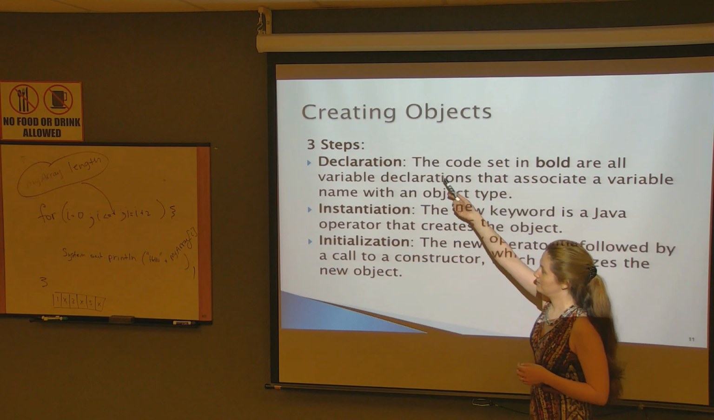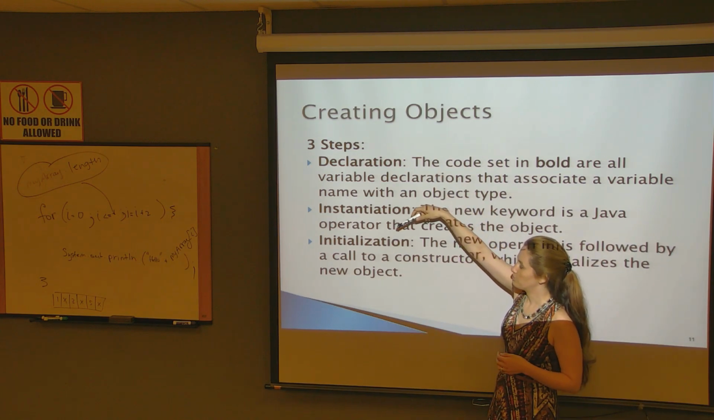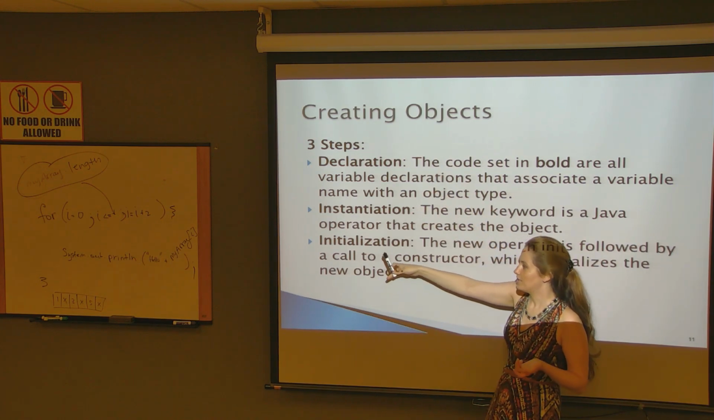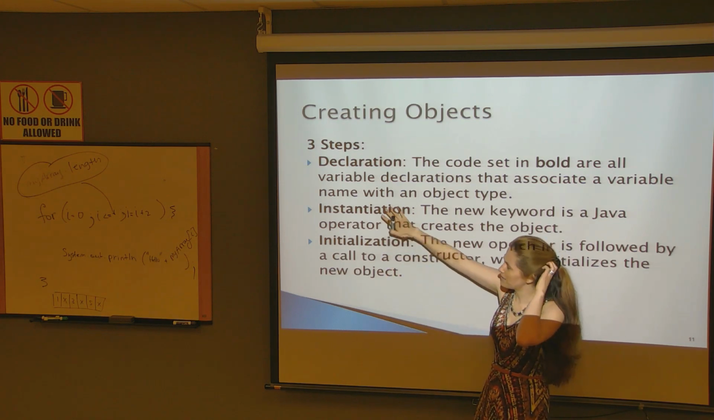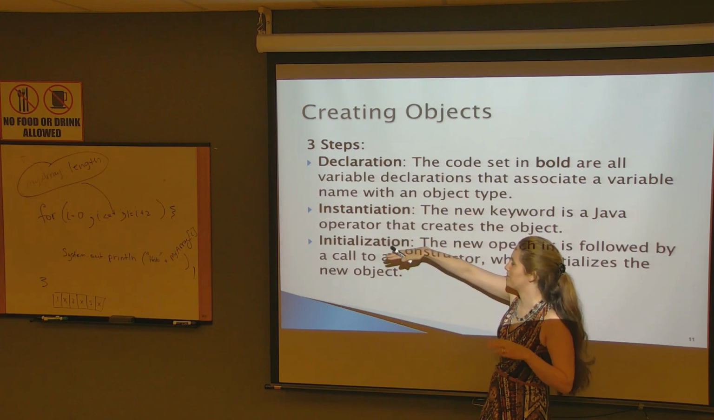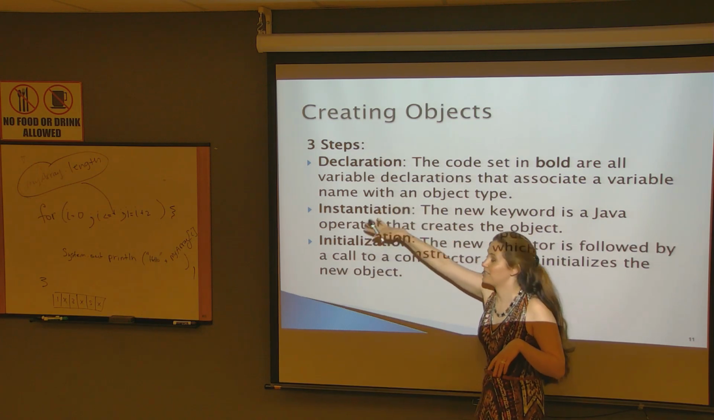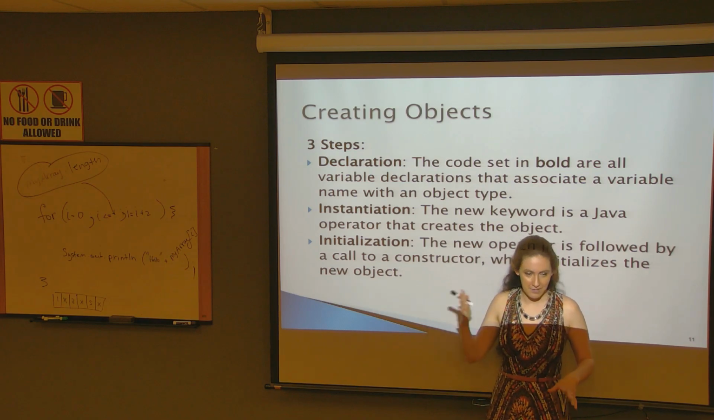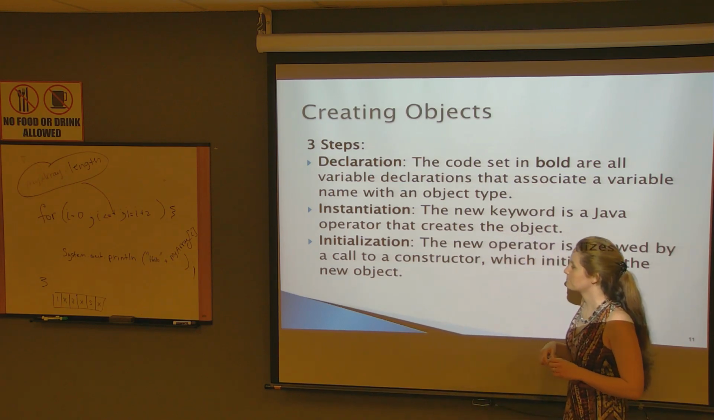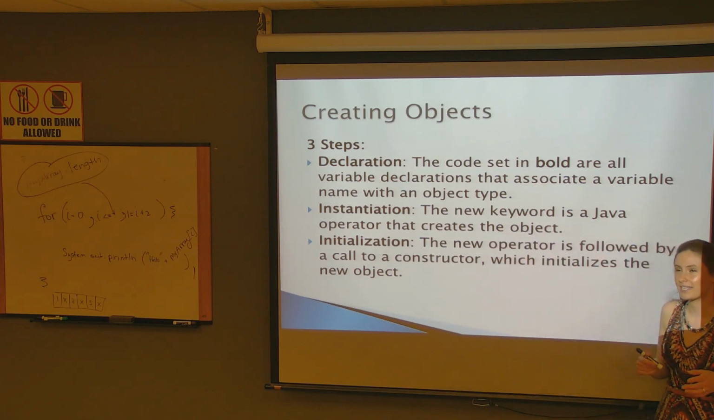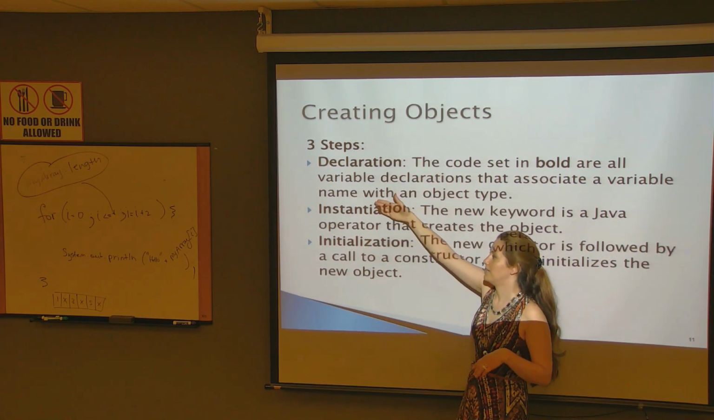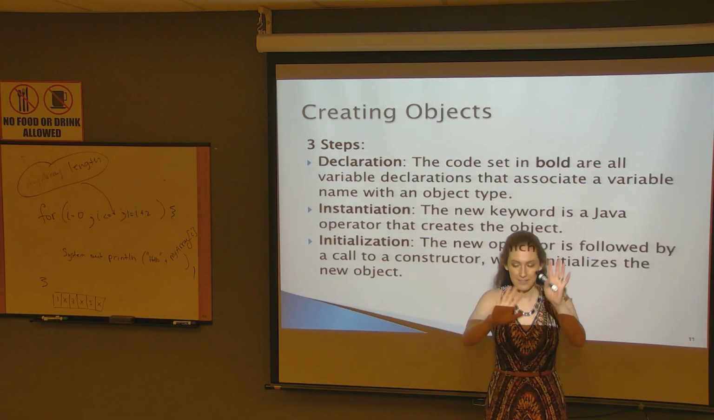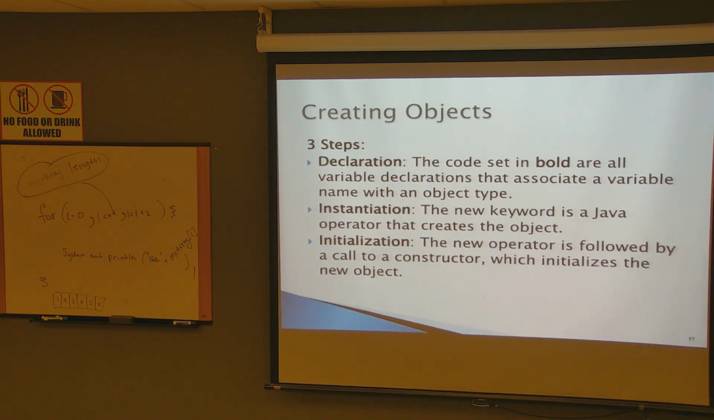You declare it. Technically, you instantiate it and initialize it at the same time. That will make more sense in a second. Well, no, I guess it actually should be backwards. You declare it, then you instantiate it, and then you initialize the variable. I'm being very picky right now with my wording, but we'll get to it.